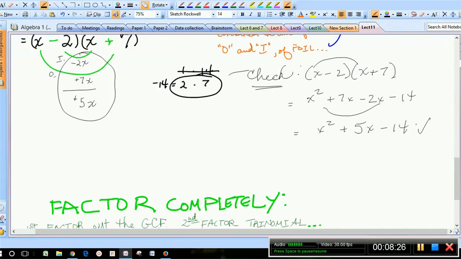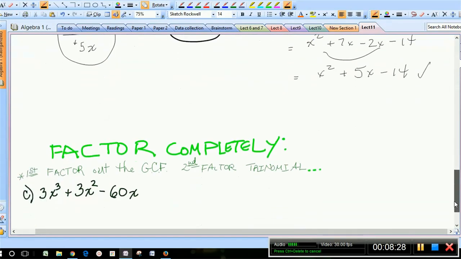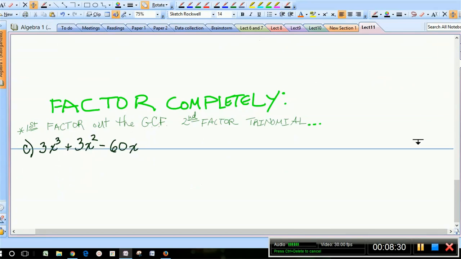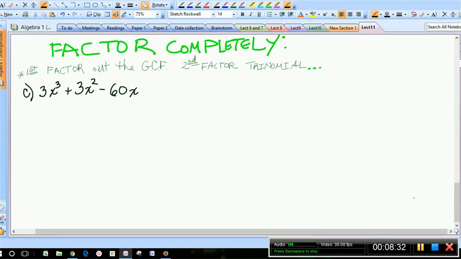Okay, so here's that problem with the factor completely. This is just kind of one way to look at it. Okay, factor completely. For this one, we have hints. Okay, so that was very nice of us to put that there. Okay, first, we're going to factor out the GCF. So factoring completely really just means go through all of your factoring steps.